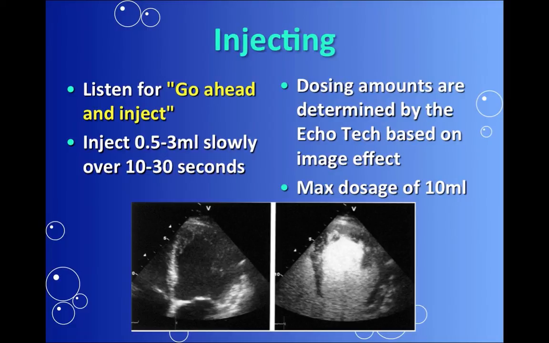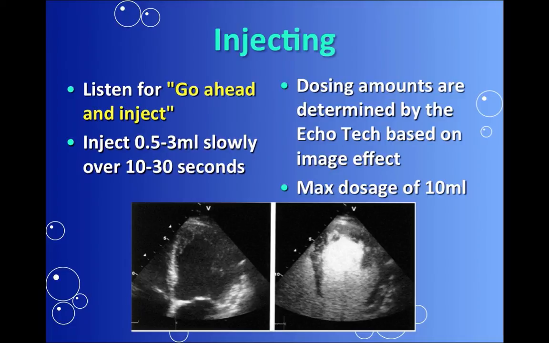Try to administer it within 5 minutes of activating. If there's a delay for whatever reason, just hand agitate it again and then it's okay to use. As you prepare to inject, listen for the echo tech to say, go ahead and inject. Inject about half a mL to about 3 mLs slowly over 10 to 30 seconds and continue until the tech says stop.